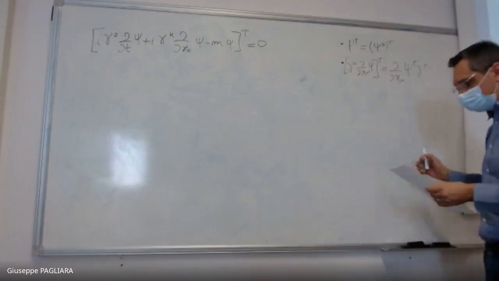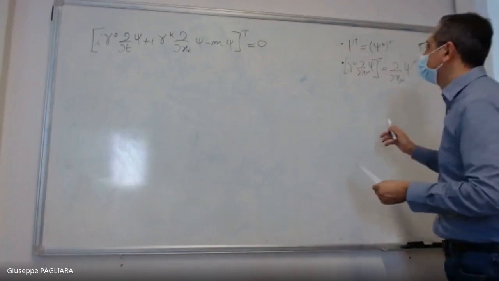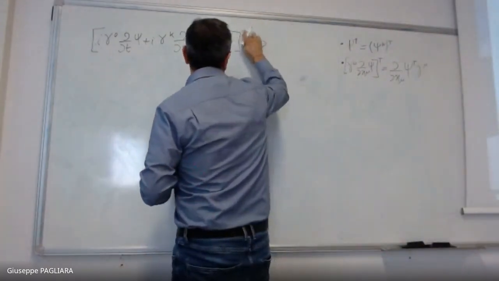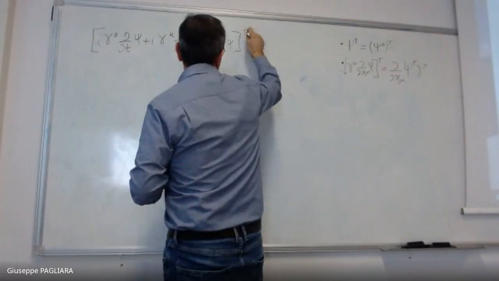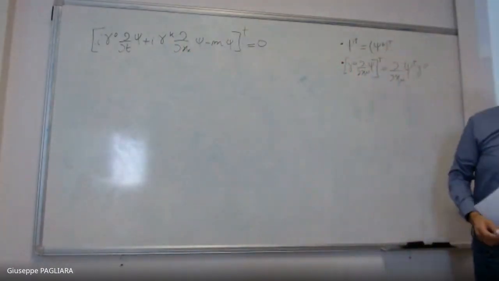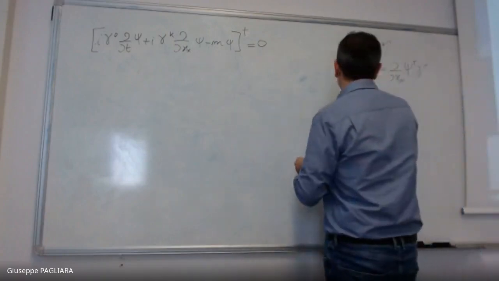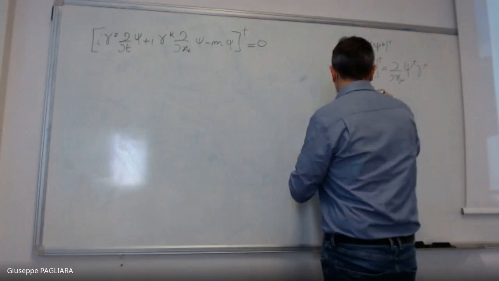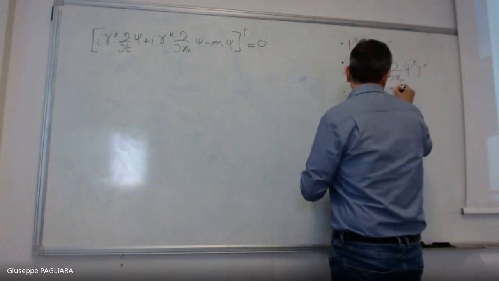And finally, sorry, I'm wrong here. This is a Hermitian conjugate, it's not the transpose. Sorry about that. This is a Hermitian conjugate, the Dirac symbol. And the last one, let me remind you that gamma k Hermitian conjugate is minus gamma k.